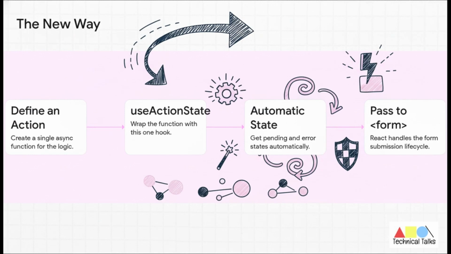But now, with React 19, this whole thing gets so much simpler. Developers can use just one single hook, useActionState, and it automatically handles the pending state, the errors, even resetting the form. All of that complex manual wiring, it just vanishes.